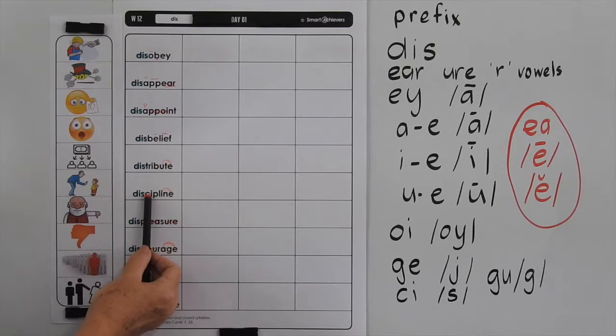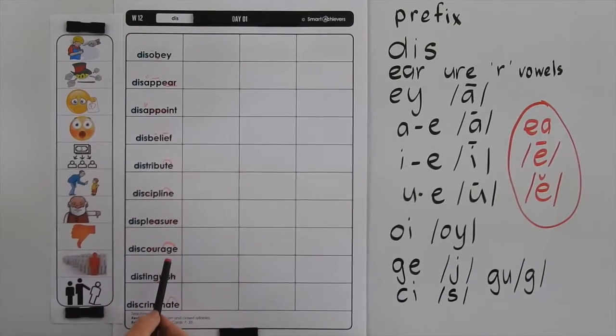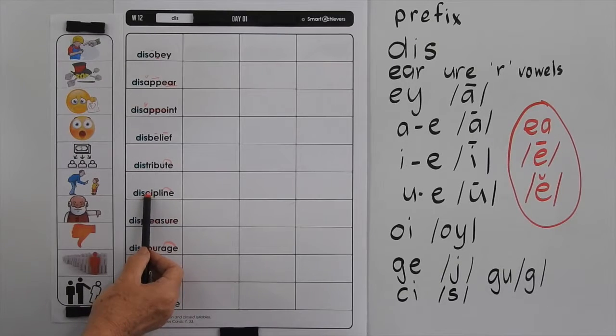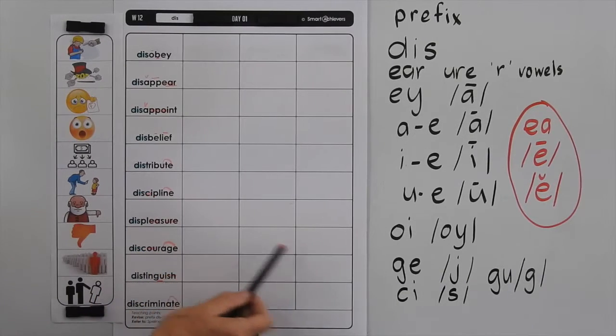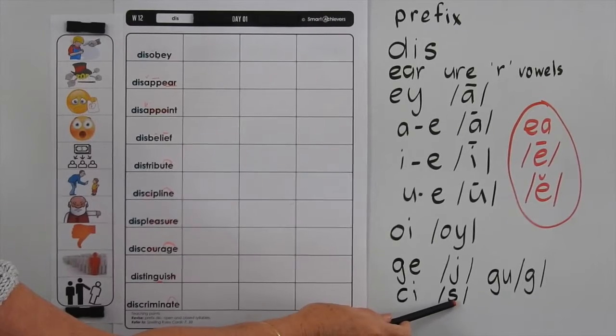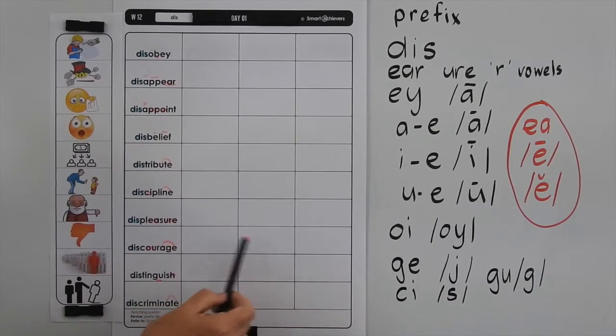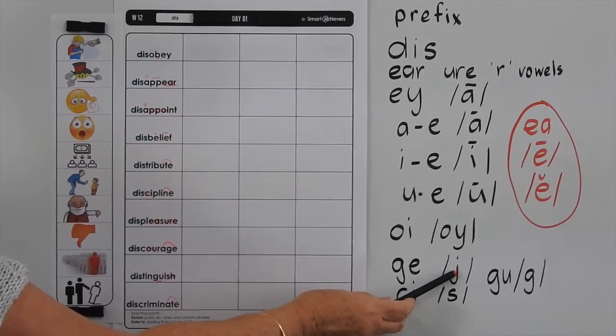Now discipline, and we've got discourage. In discipline, you've got the I making the C make its soft sound S, and in discourage, you've got the GE making the G make its soft sound J.